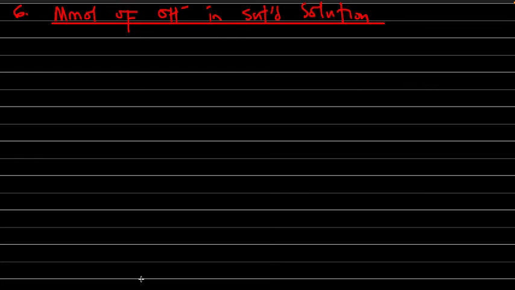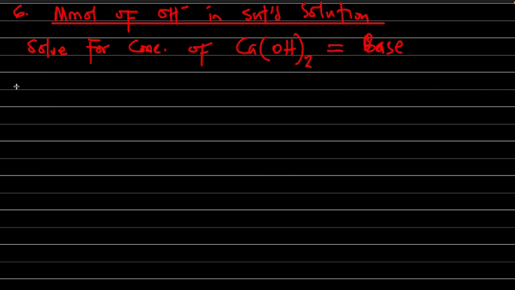Now, how do we get that first? You have to solve for the concentration of CaOH2, which in this case is the base. So the concentration of CaOH2 is our Cb. That's our Cb. Now, remember we have 3 trials. So we're going to do the same thing we are doing here and repeat it for the second and the third. So just pay attention so you understand this.